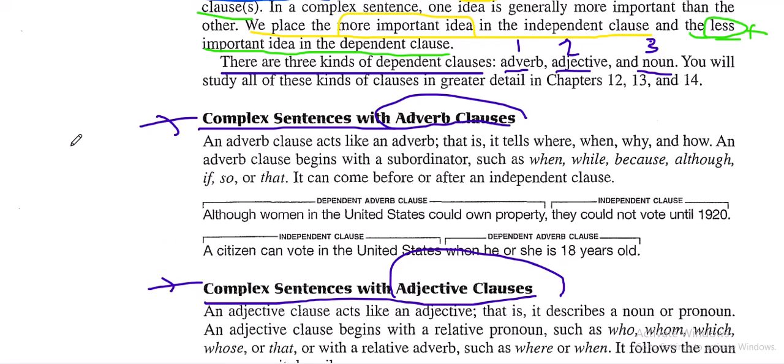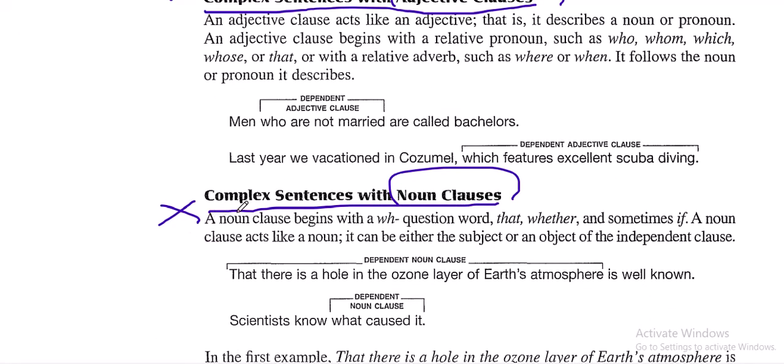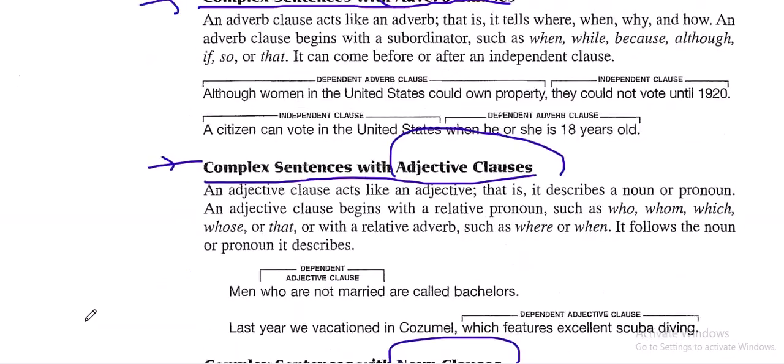In the remaining part of this session, I will focus on explaining complex sentences with adverb clauses, and in the coming sessions I'll explain complex sentences with adjective clauses, as well as complex sentences with noun clauses.